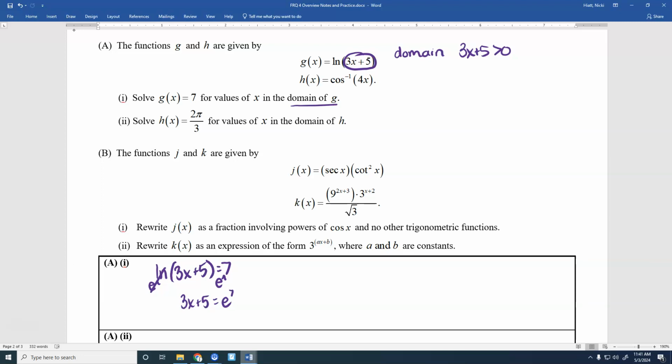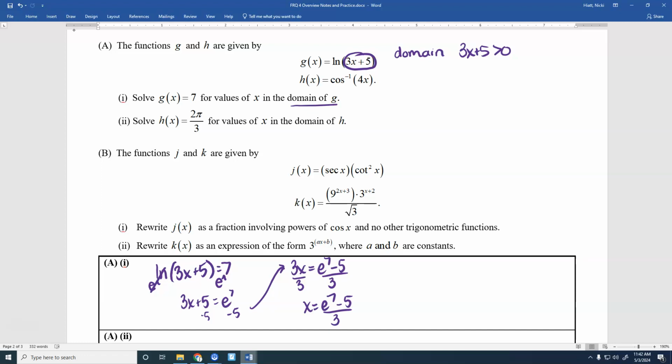What would I do next? Subtract that 5. So 3x is going to equal e to the 7th minus 5. And then last thing, divide by 3. And I believe that the instructions on this section tell you that you need to combine like terms and stuff if you can, but there's not really anything else you can do with this because of that e to the 7th. So I'll just leave it like it is.